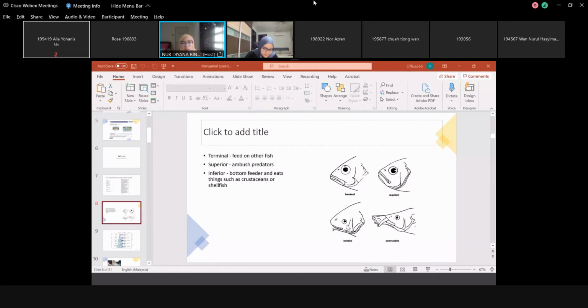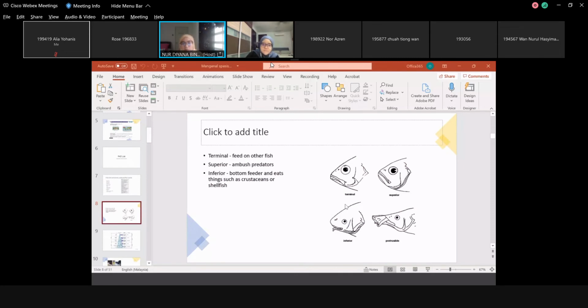Terminal is usually fish that feed on other fishes. So I think the example is like the grouper and the sea bass. Alright, superior, ambush predators, arowana, I think, look like this. Inferior, bottom feeders and eat things like crustaceans or shellfish. So these are your carps. All right, some of the carps are inferior, some of them are terminal.